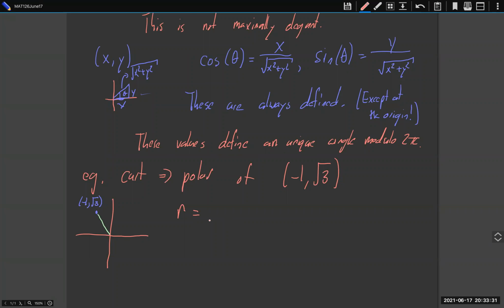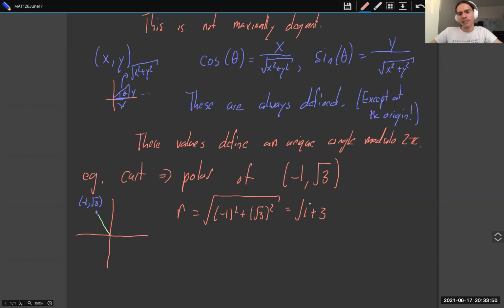Would it be like, are we doing it in the same form that we've been doing the other ones, like the square root of x squared plus y squared? Yes. So we take -1, we square it, and we take √3 and square it. And what do we get? 1 and 3. And what is the square root of 1 plus 3? 2. Yep.